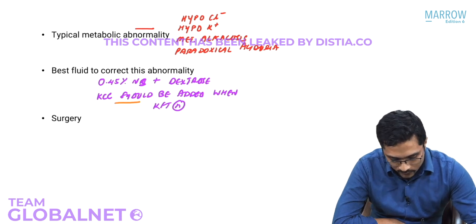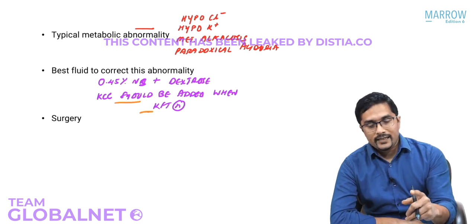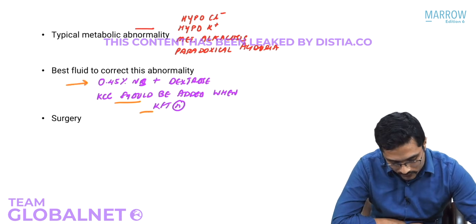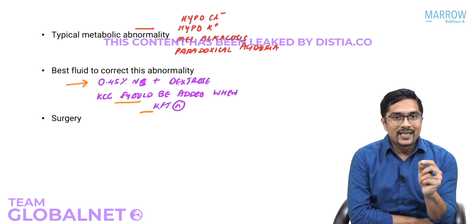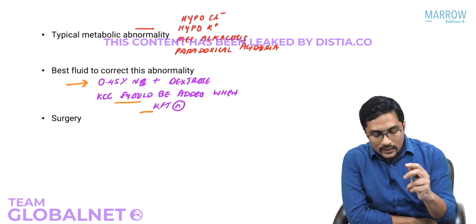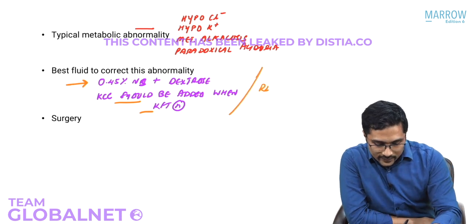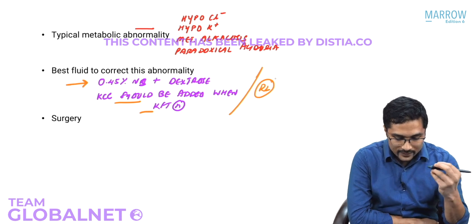So the blood urea is raised because the child is dehydrated. Once you give adequate fluids to the child and the urea normalizes, then only you add KCl. This is a very important point. If this option is not there, ringer lactate is there, then you will mark that as the answer.